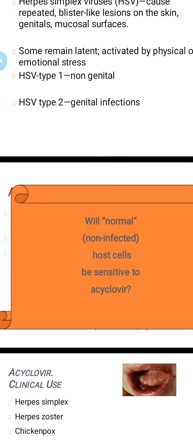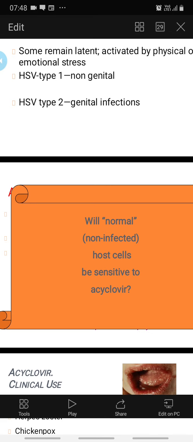The answer is no, because the first step of activation of acyclovir is done by virus-specific thymidine kinase. So unless the cell is infected, acyclovir does not have its own effect. That's why acyclovir is relatively less toxic to normal cells, because the first step of activation is done by virus-specific thymidine kinase. Unless it is converted into acyclovir monophosphate, the triphosphate form is not generated. That's why there is less toxicity.